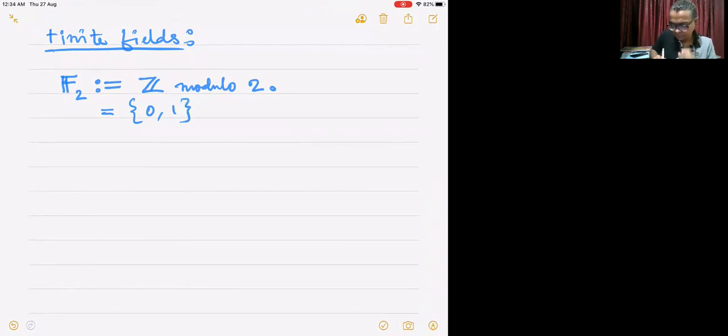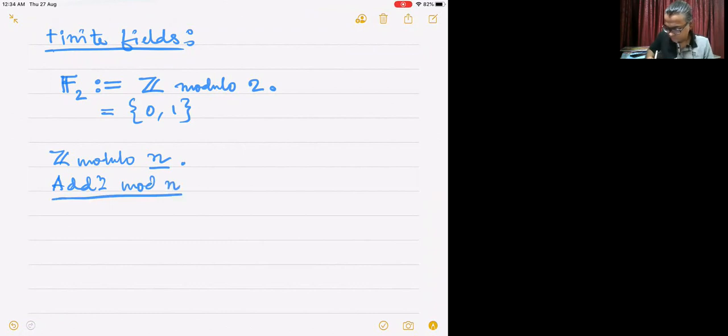So let me first define what is Z modulo n. I'm going to define this addition and multiplication operation modulo n. So first, addition modulo n. What is that? Suppose I have two numbers A and B. So this is A plus B modulo n. What does this mean?